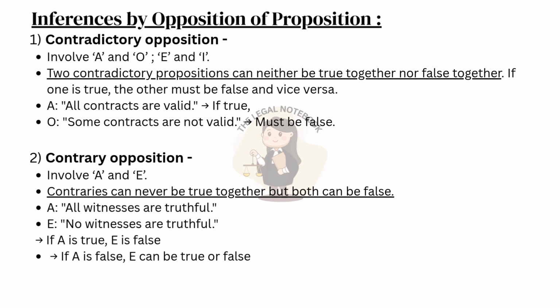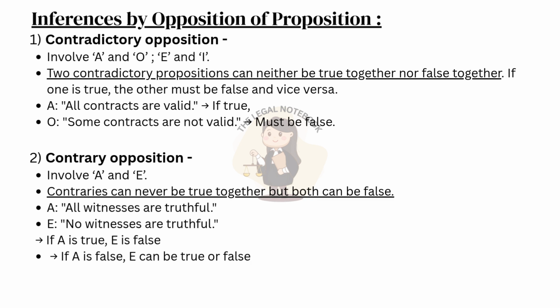Inferences by opposition of proposition. 1. Contradictory opposition. Involves A and O, E and I. Two contradictory propositions can neither be true together nor false together. If one is true, the other must be false, and vice versa. A: All contracts are valid. If true, O: Some contracts are not valid, must be false.